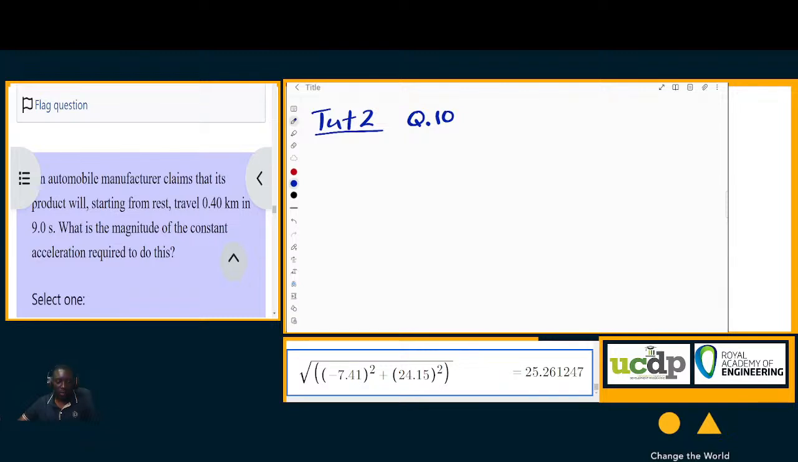Knowing your equations of motion will help you in this case. So what are we given? With these questions, what is important is to first collect the information that is given in the question. If you use S for your displacement or distance moved, in this case S is 0.4 kilometers, or that is 400 meters, in SI units. Then we are given the time in which the acceleration occurs, in this case 9 seconds.